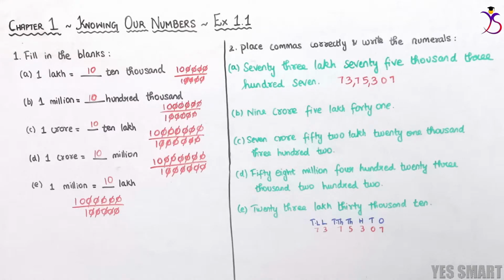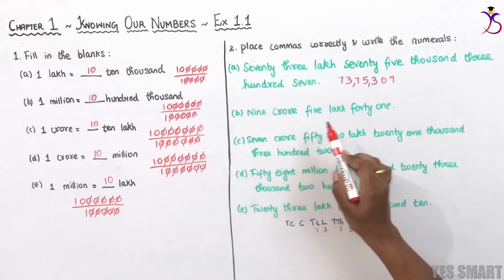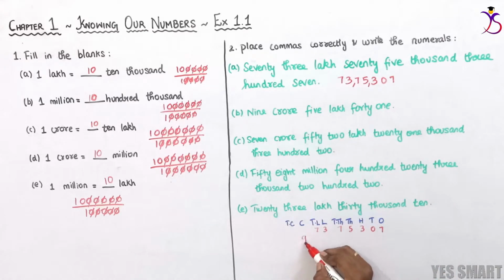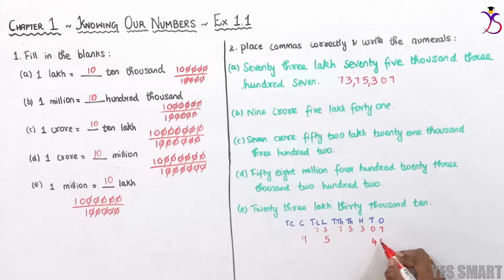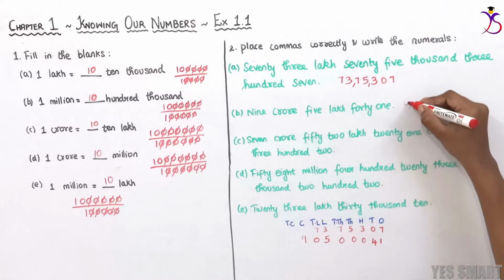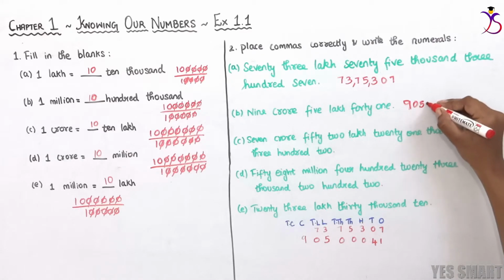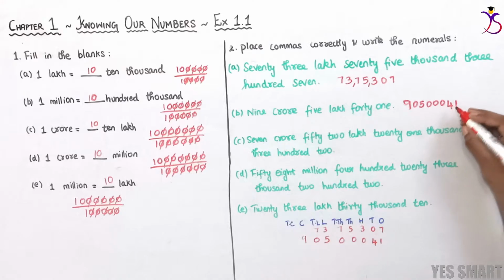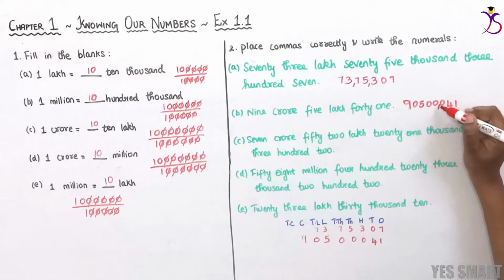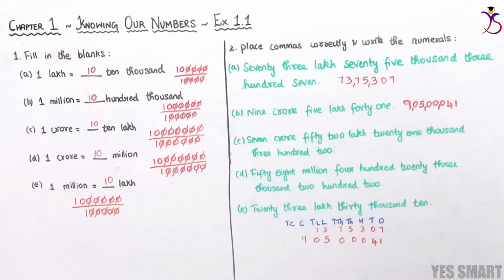Next, B: 9 crore 5 lakh 41. Let's include the places crore, 10 crore. Now 9 crore. So in the place of crore we will write 9. Next 5 lakh. So in the place of lakh we will write 5. And next we have 41. So the remaining places are filled with zeros. So this is the final answer. On placing the comma, after 3 digits, then 2 digits and 2 digits. Since this is the Indian system, we are placing the comma in this fashion.